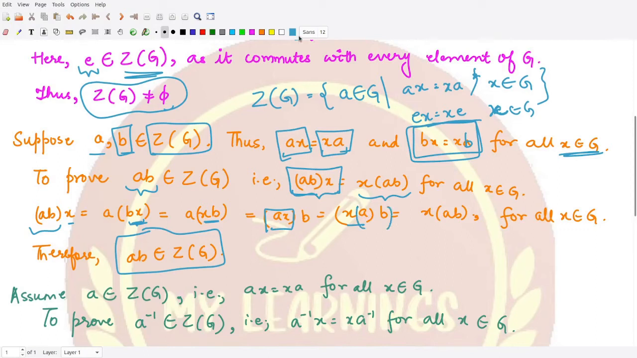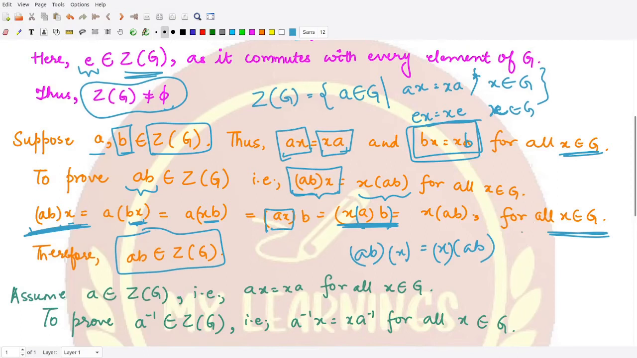If you see, we started with this expression and finally reached this one. So (AB)X is equal to X(AB). It implies that AB commutes with all the elements X which are members of the group G. So the element AB belongs to the center of the group. So this is the closure property.